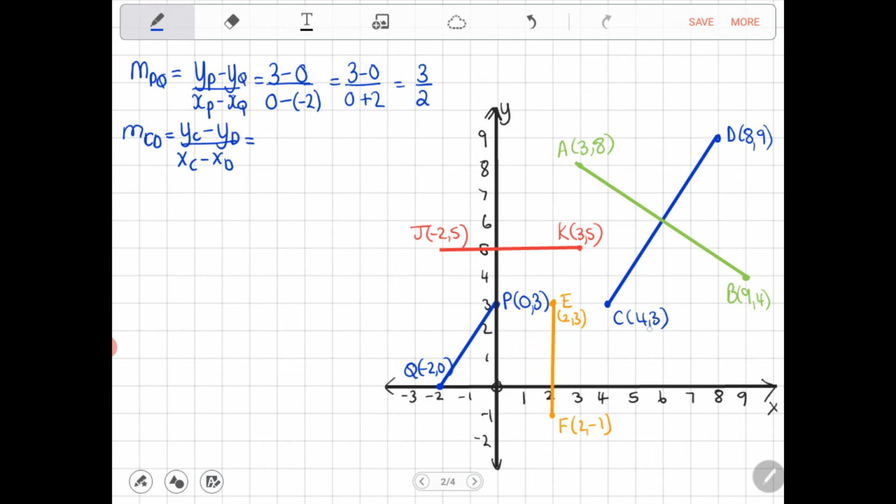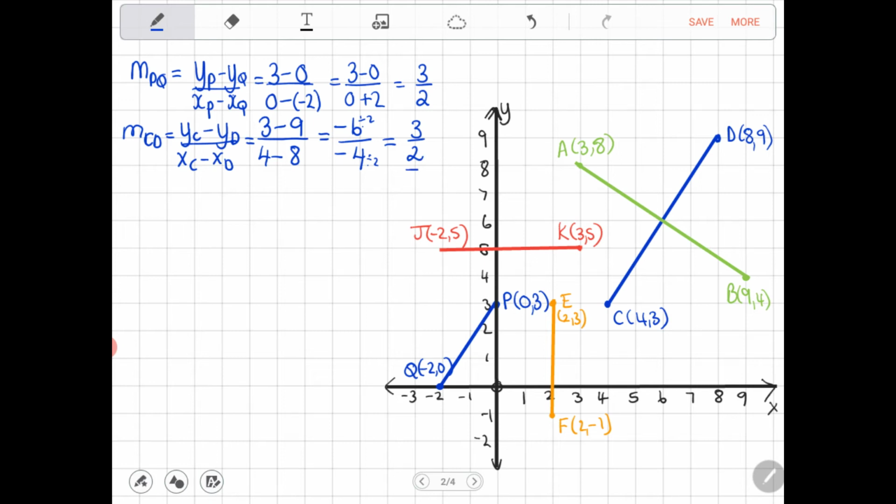The y at C is 3. And the y at D is 9. The x at C is 4. And the x at D is 8. So I've got 3 minus 9 is negative 6, and 4 minus 8 is negative 4. A negative over a negative gives me a positive, and I can divide 2 into the top and 2 into the bottom. So again, I get positive 3 over 2.